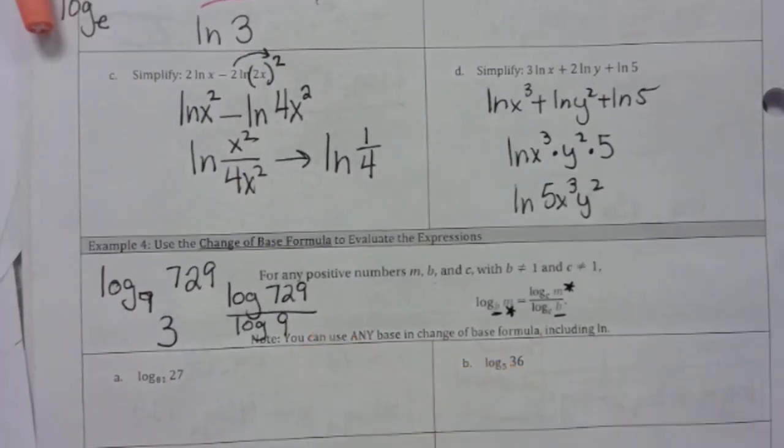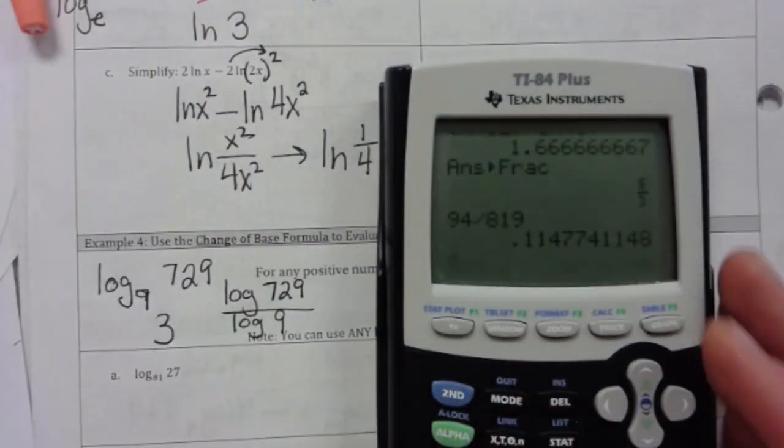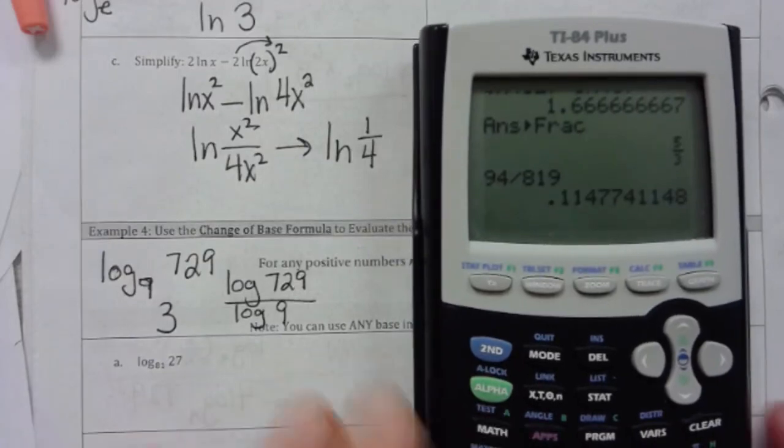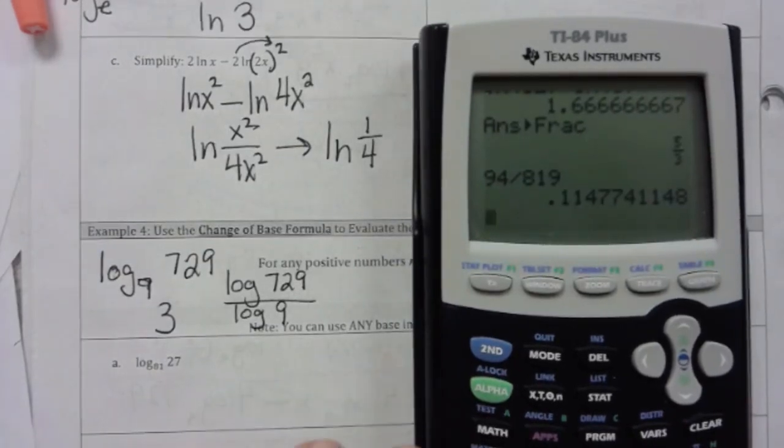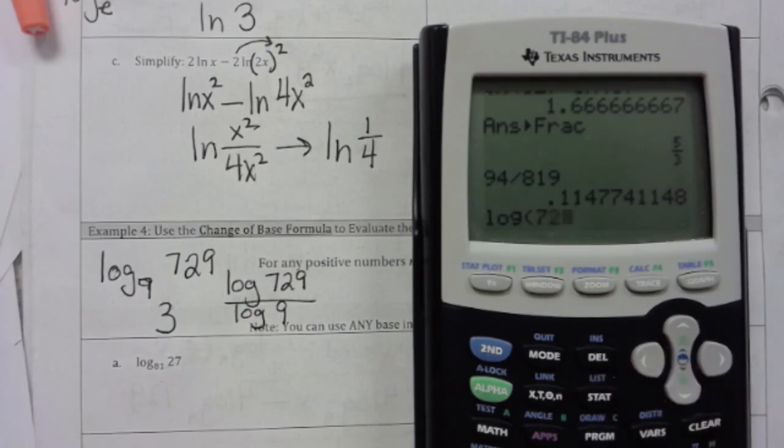Just because it's not a fancy calculator like mine doesn't mean it cannot be done. Log 729, close the parenthesis, divided by the log of 9. Didn't we get an answer of 3?